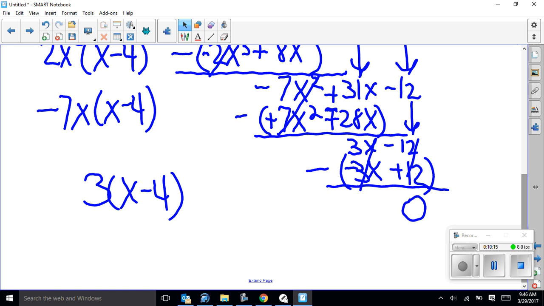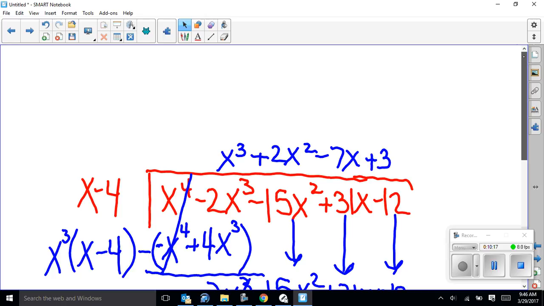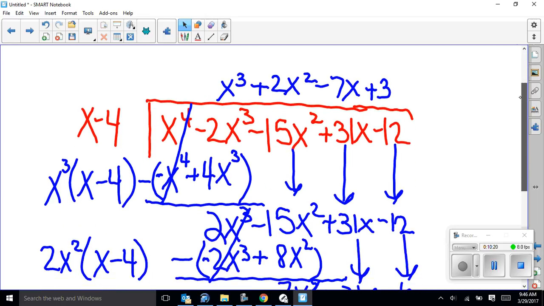All right, so when we take x to the fourth minus 2x cubed minus 15x squared plus 31x minus 12 and divide it by x minus 4, we get x cubed plus 2x squared minus 7x plus 3. So if we take this value, multiply it by that, we should get everything that's on the inside. Questions? It's not so bad, right? It's just take your time and keep your columns organized.